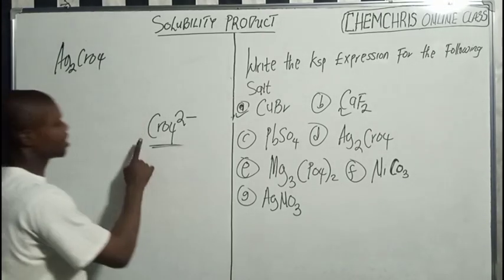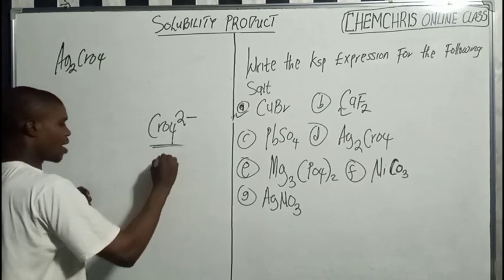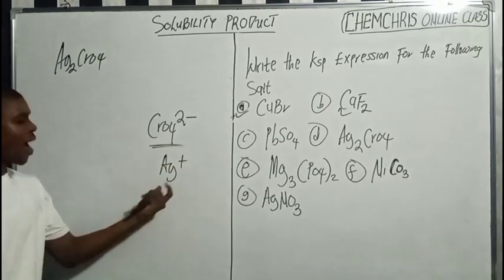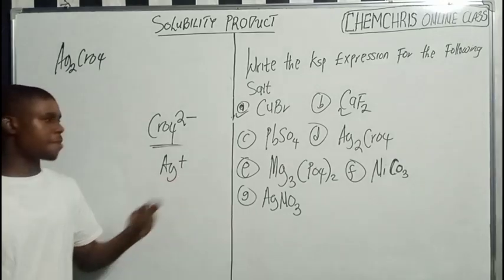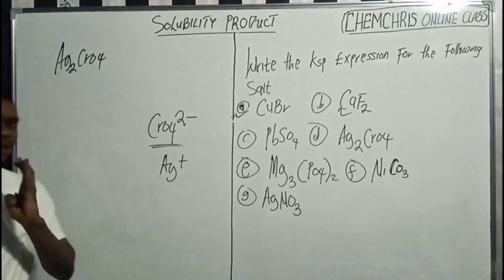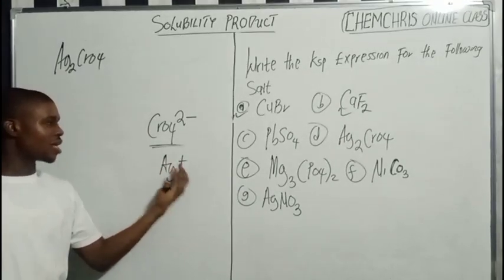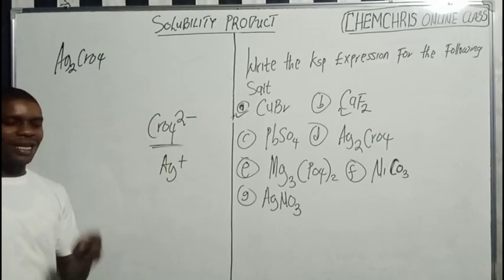So if this is CrO4 2 minus, then definitely this one is going to be Ag plus. Now, why is it Ag plus? Remember, when you combine the two, they will produce this as a product, right? So now let's confirm it. If Ag is plus and CrO4 is 2 minus.